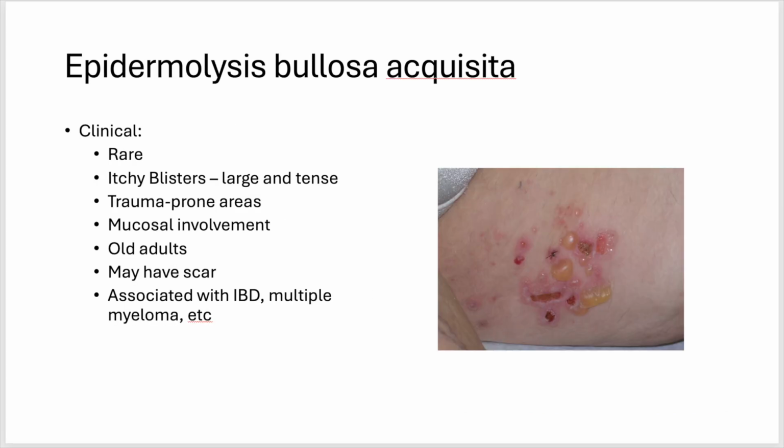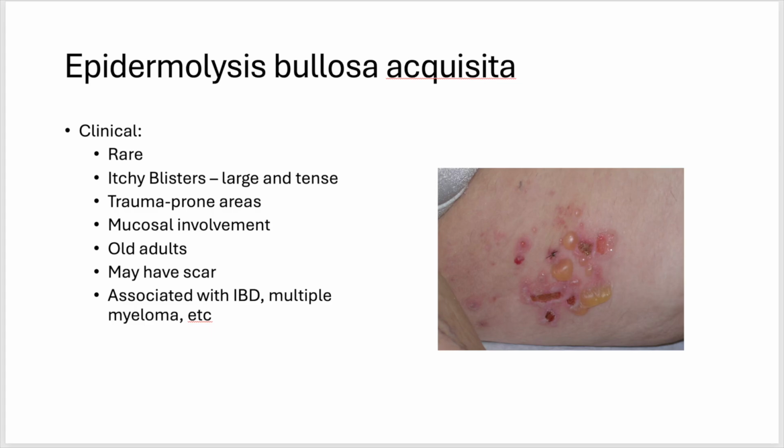Next disorder is epidermolysis bullosa acquisita, or EBA. It is a rare blistering disorder that usually affects older adults. The blisters are large, tense, and often form in trauma-prone areas, like the elbows, the knees, and the hands. Unlike other blistering disorders, this one may leave behind scars.